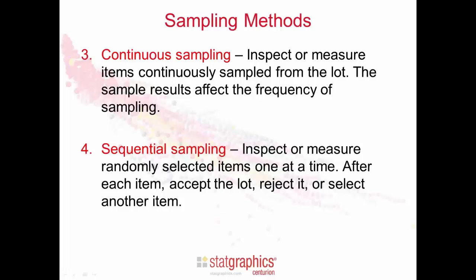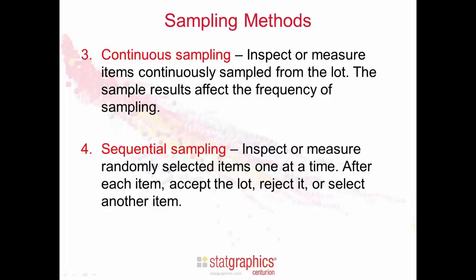Finally, we'll also talk about sequential sampling. In sequential sampling, you inspect or measure randomly selected items one at a time. You go out, for example, and take a first item, examine it, and based upon the information you have, either accept the lot, reject it, or decide to select another item. And I'll be showing you toward the end of the webinar an example of sequential sampling.